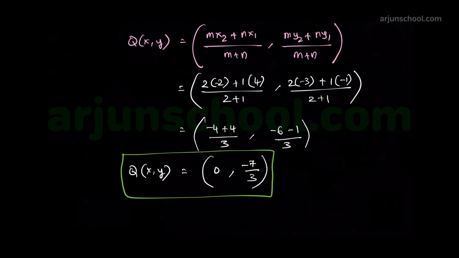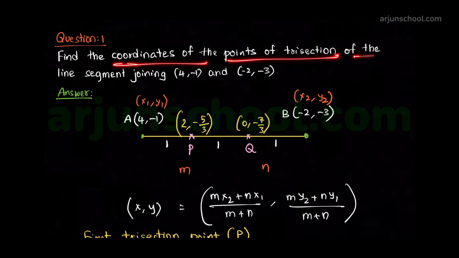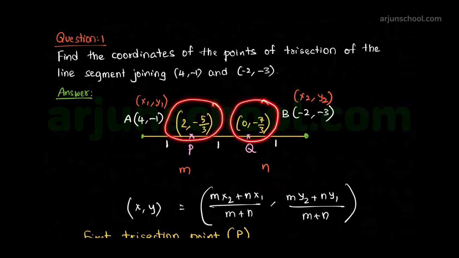Therefore, the points of trisection of the given line segment are (2, -5/3) and (0, -7/3). Answer for the question: find the coordinates of the points of trisection of the line segment joining (4, -1) and (-2, -3) is (2, -5/3) and (0, -7/3).